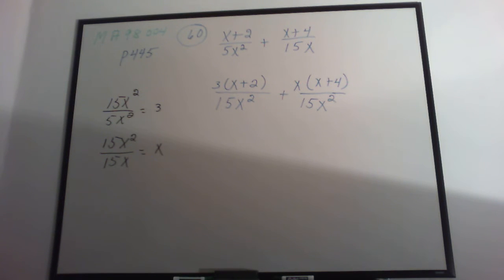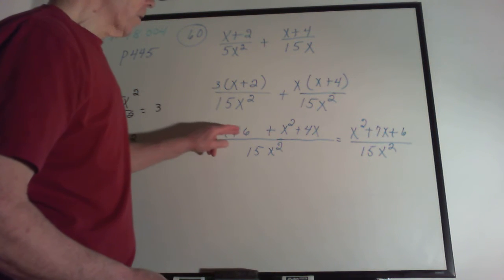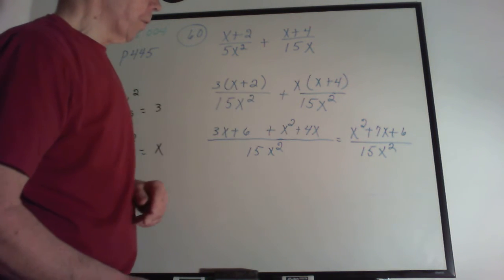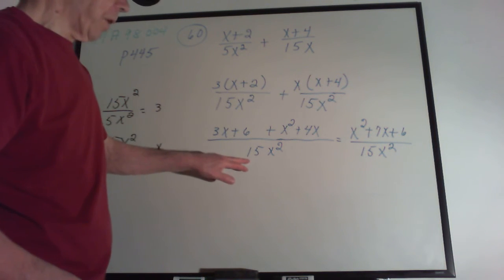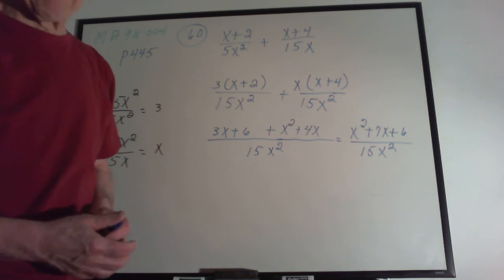So pause the video. All right, so I multiplied through, I get 3x plus 6 plus x times x is x squared plus 4x. Now you can write it all over the common denominator. Simplify, you'll get x squared plus 7x plus 6.